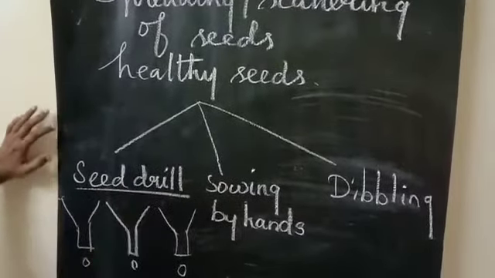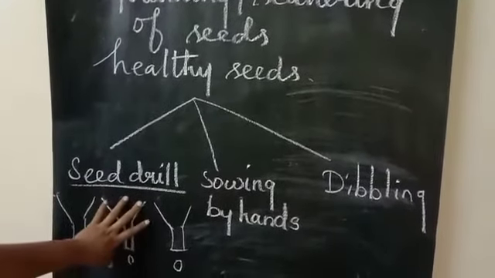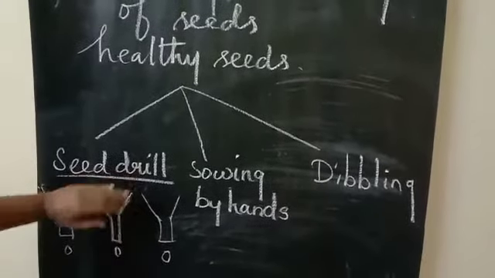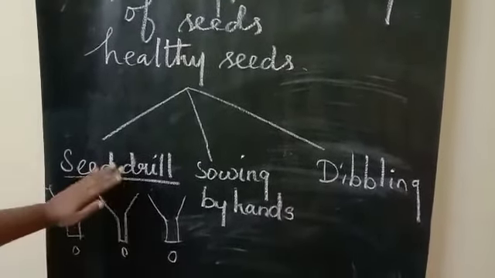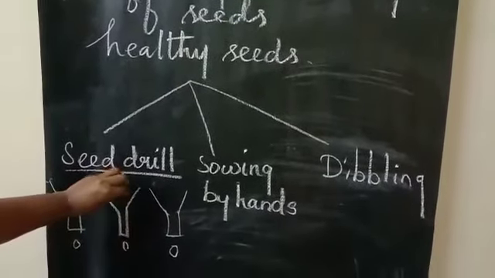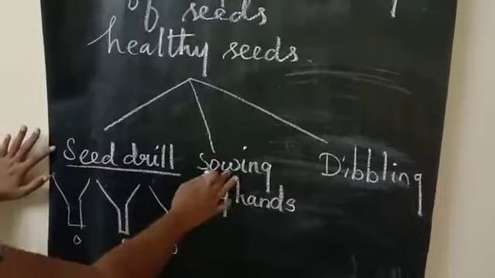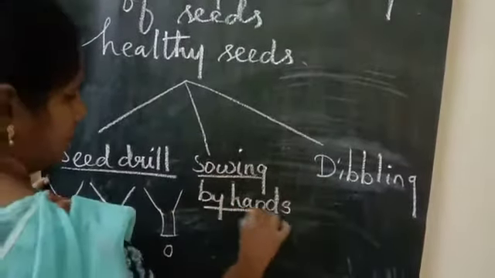So this is called a seed drill, and this is the fastest method of sowing the seeds. The rows will be equal, the distance will be equal, and it will be fast. Manpower will be very less, so machines are used here.